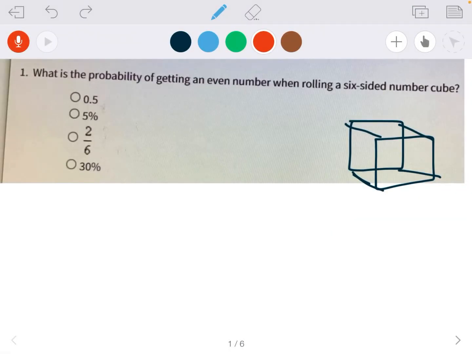Hey, Miss Gideon, I want to help you with the probability unit 6, lesson 1. To give you the foundation, this is important. If you understand this as far as probability, it'll help you in the future. Anyway, I'm going to do the practice.